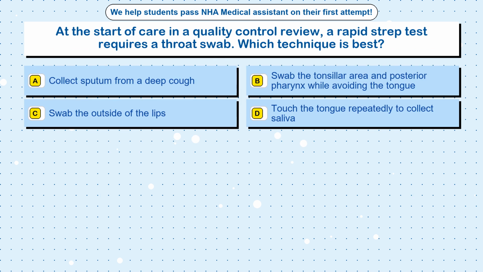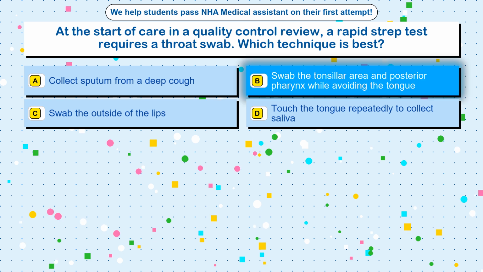Question 84. At the start of care in a quality control review, a rapid strep test requires a throat swab. Which technique is best? Option A. Collect sputum from a deep cough. Option B. Swab the tonsillar area and posterior pharynx while avoiding the tongue. Option C. Swab the outside of the lips. Option D. Touch the tongue repeatedly to collect saliva. The correct answer is option B.